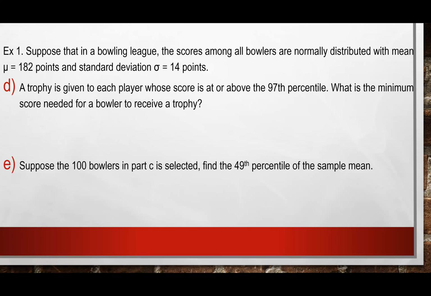So looking at this item, we still have the same mean of 182 and the standard deviation of 14. They ask: a trophy is given to each player whose score is at or above the 97th percentile. What is the minimum score needed for the bowler to receive a trophy? So we just want to give the top 3%, right?